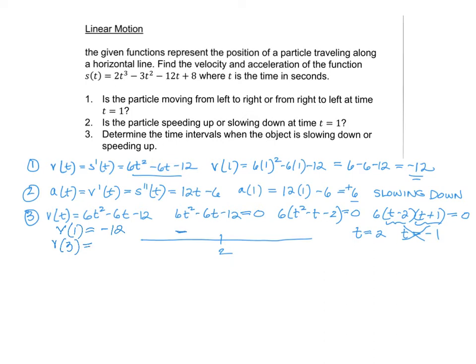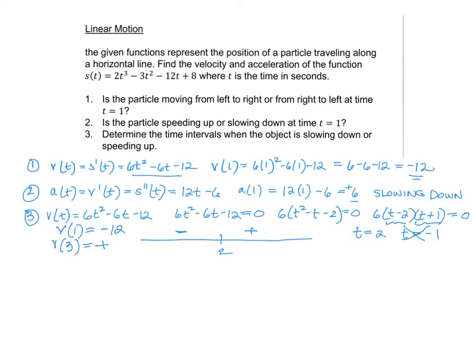And so if we plug 3 in, we're going to get 6 times 9, which is 54, and then minus 18 and 12. It doesn't really matter what the value is, we just know that it's positive. Okay, so we know that it's going right at this point. So for any time after 2 seconds, it's going right.